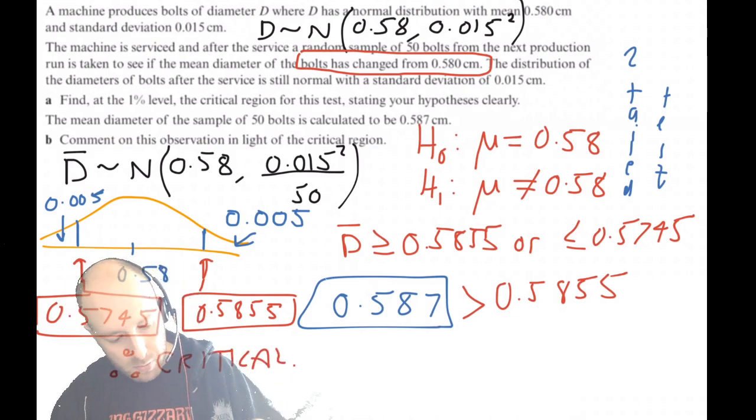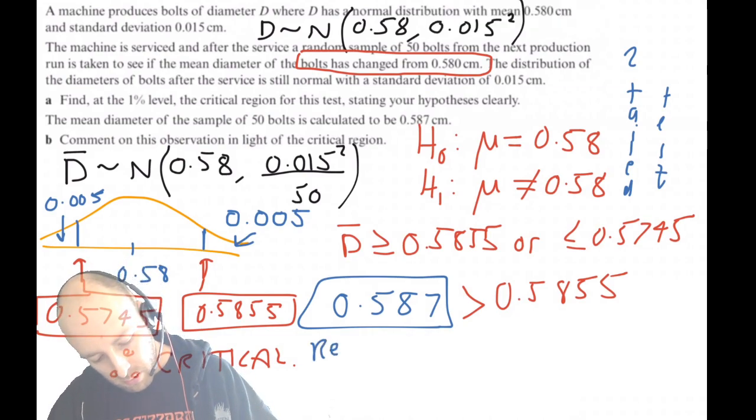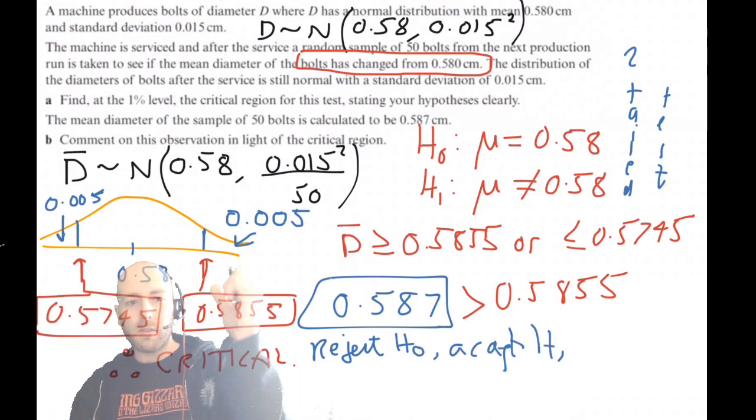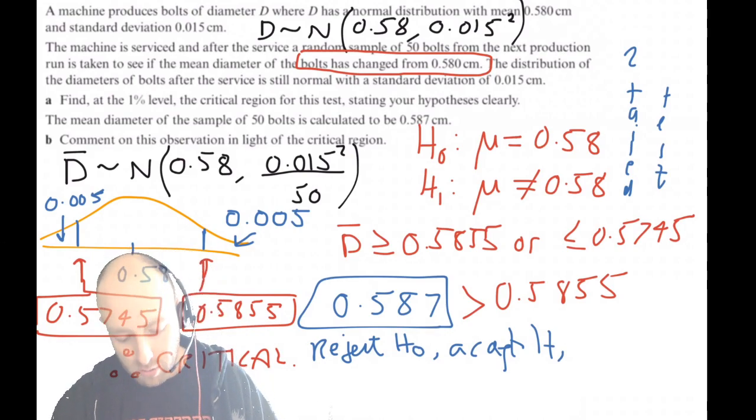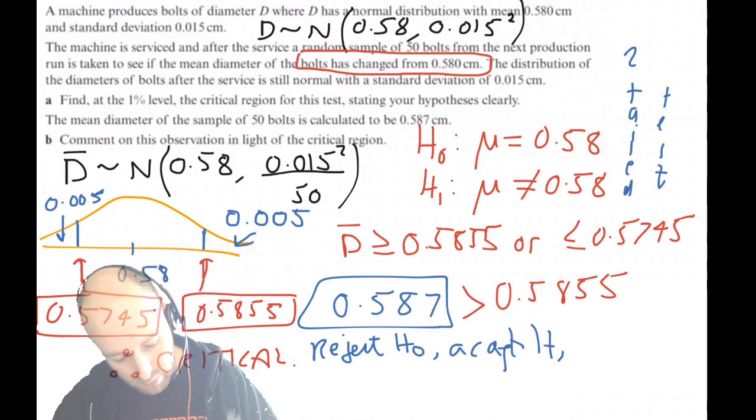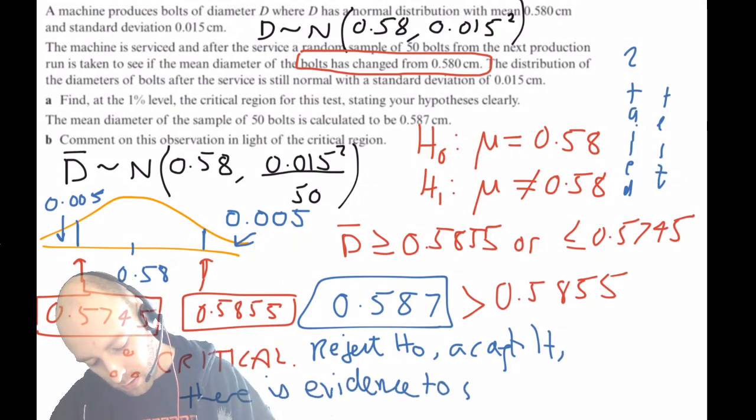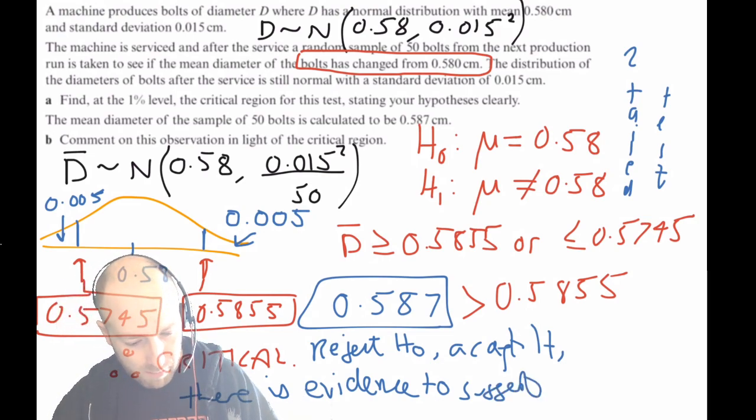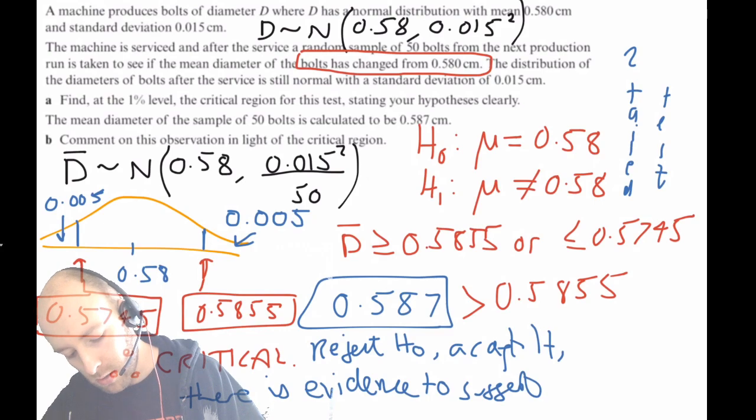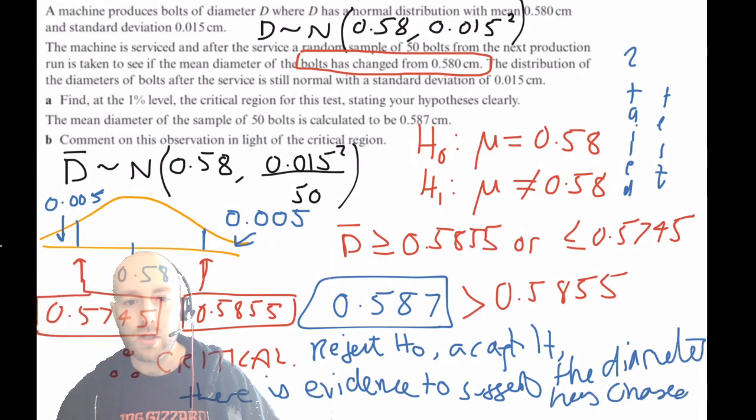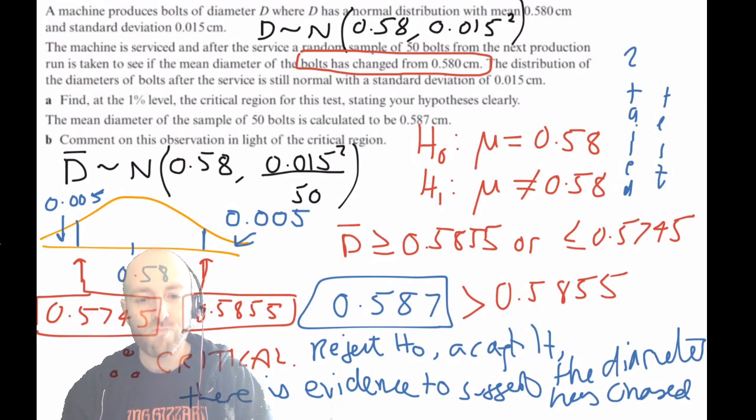So we can do all the things. We're going to reject H0, accept H1. Sound the alarm at the factory. The bolts are coming out wrong. So there is evidence to suggest, what were we testing again? The mean diameter has changed. The diameter has changed.